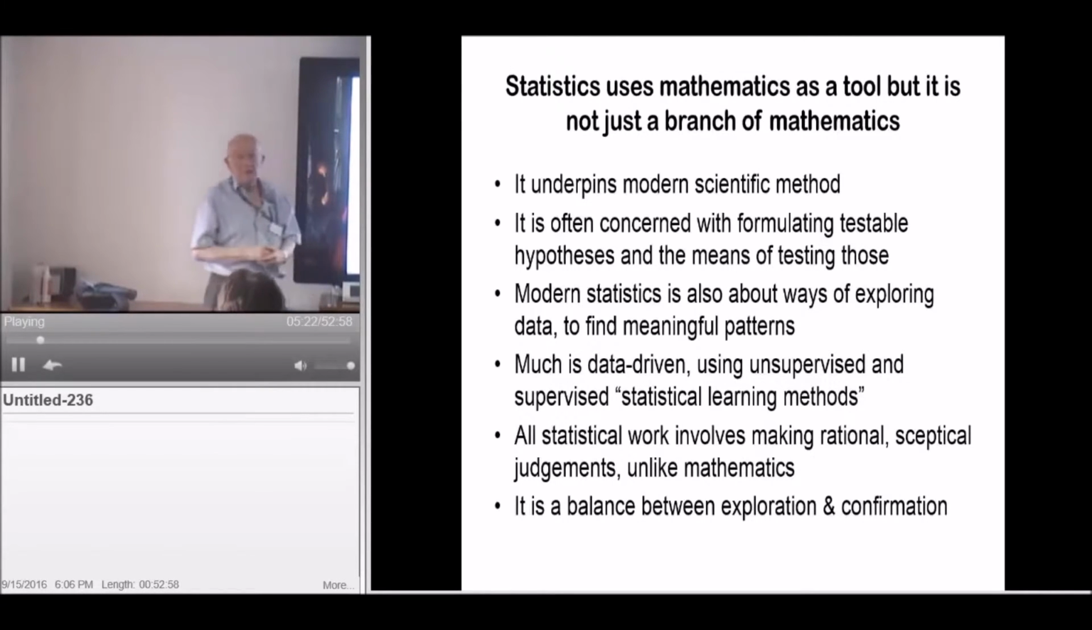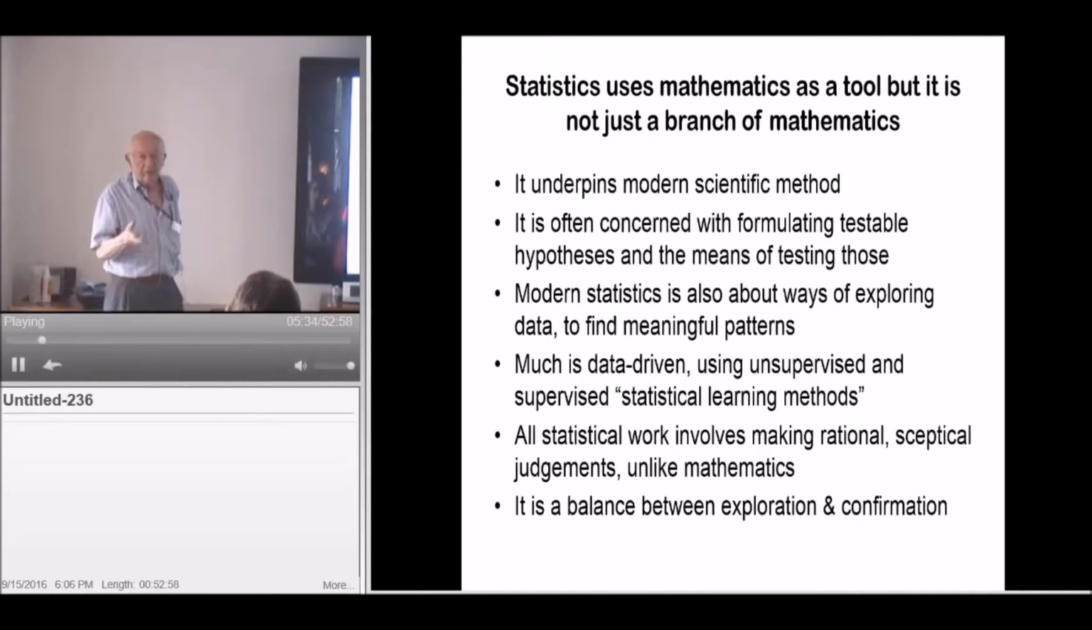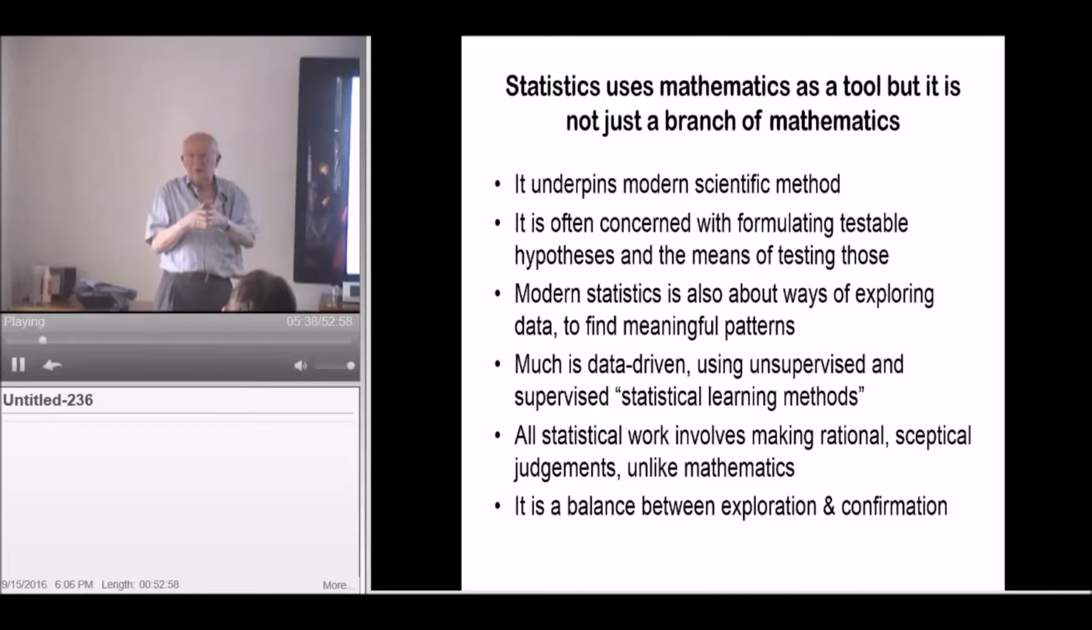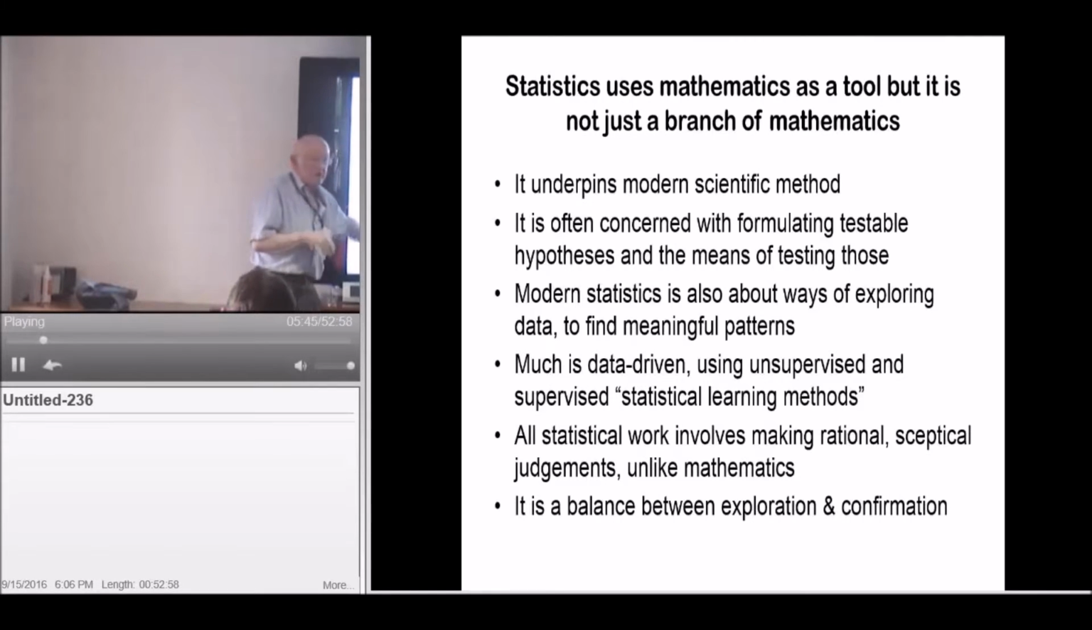And so this last but one statement here is rather important. We have to make rational, skeptical judgments. We are not mathematicians. We're using the tools of mathematics. And we have to make judgments. So proof in statistical terms is not what you do. It's a balance between, shall we say, exploration and confirmation.